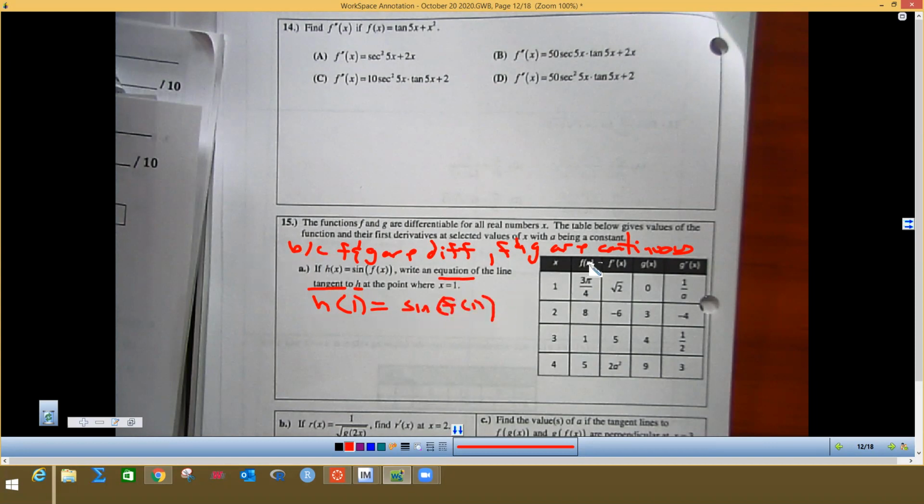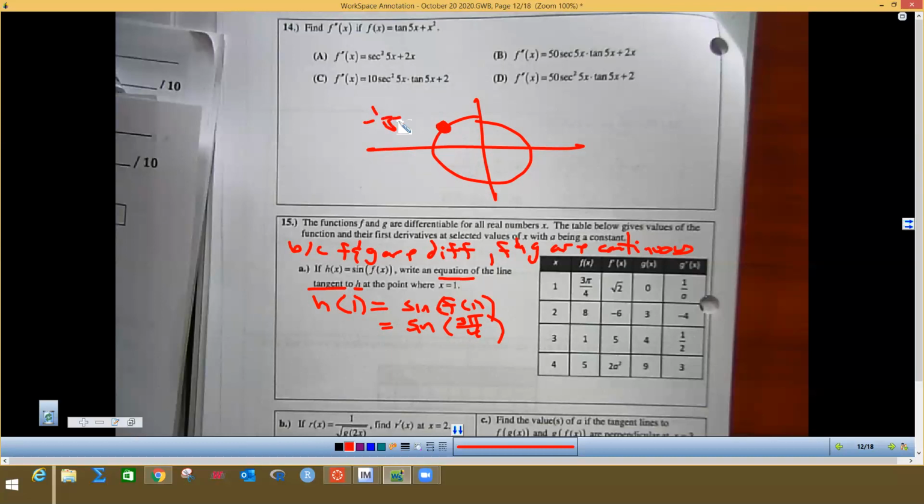So for my point, I come over here, and f of 1 is 3 pi over 4. So I'm going to have the sine of 3 pi over 4. I'm on my unit circle. 3 pi over 4 is right here, where my ordered pairs are negative 1 over radical 2 and 1 over radical 2. Or if you want to put negative radical 2 over 2 and radical 2 over 2, that's great. The sine is the y value, so this value right here is 1 over radical 2. So the point is 1 and 1 over radical 2. If you want to make it radical 2 over 2, that's great.